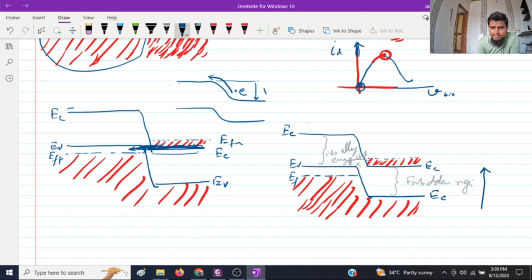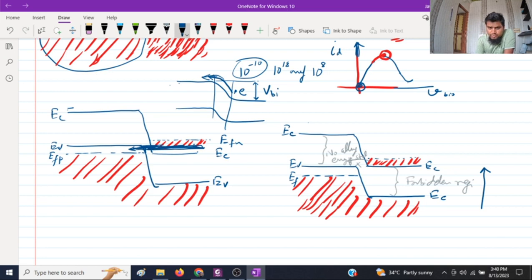So VBI. There is some finite probability that some electrons will manage to pass, of course a very small fraction. Let's assume a probability of 10 to the power minus 10, so out of 10 to the power 18, only 10 to the power 8 will be able to pass this junction area. Okay, but it's not zero. Some of them will be able to get over this barrier potential.